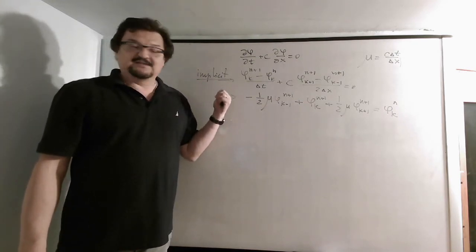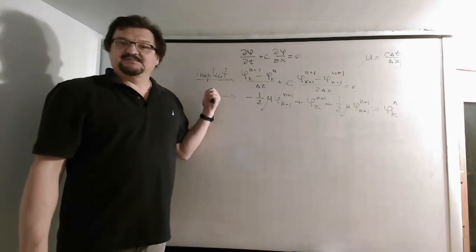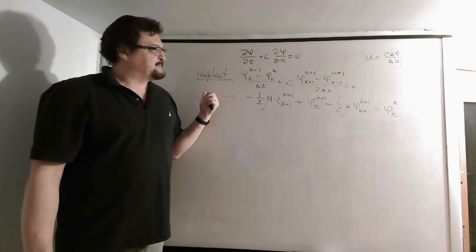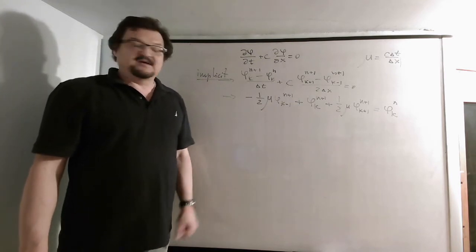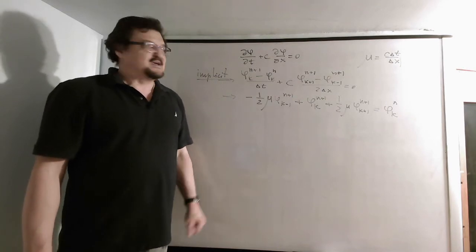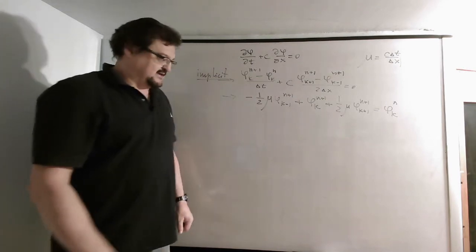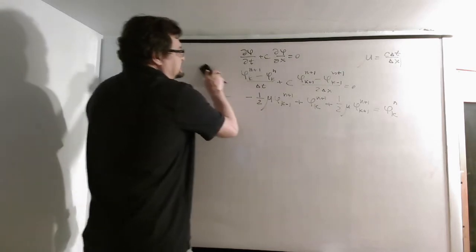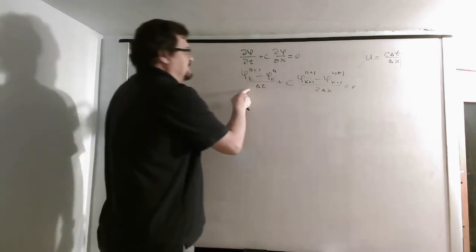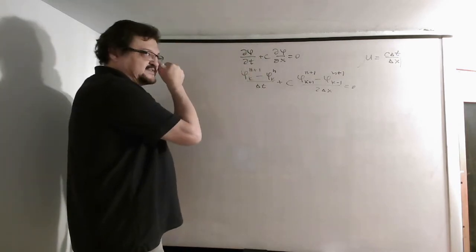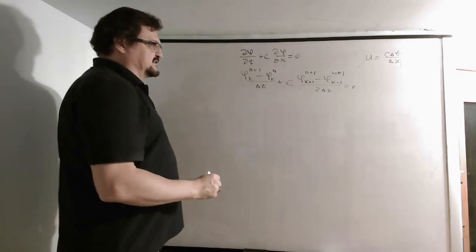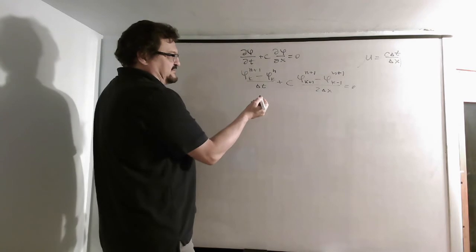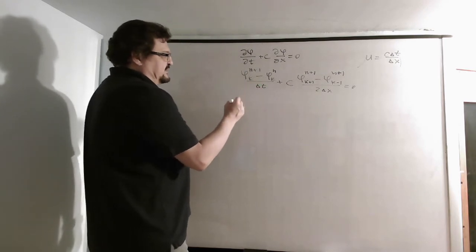Well, there is a reason for that. Why people use implicit schemes once in a while, depending on the problem, is because they don't have a stability issue. They can be run at any time step. Let's prove it. So we have our centered in space, forward in time scheme, and it's implicit. Let's prove that it's actually unconditionally stable.